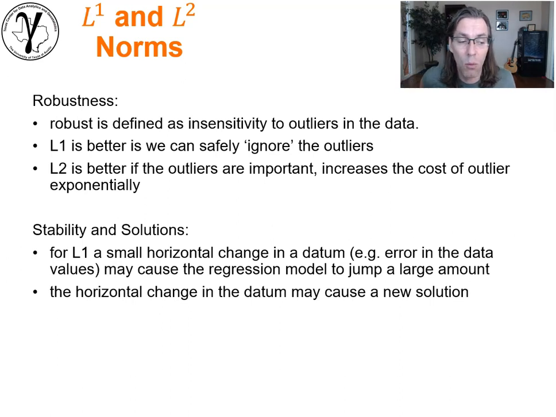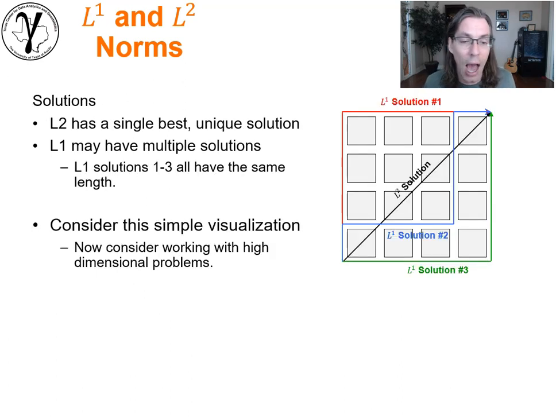Stability in solutions: for L1, a small horizontal change in the data can in fact cause a massive jump in the model solution. The slope may just switch. And so there are these tipping points, and the model will just change. Okay, so what causes that? How would we explain that?